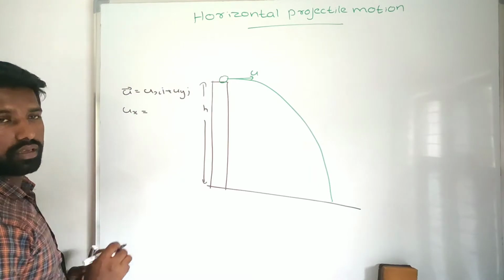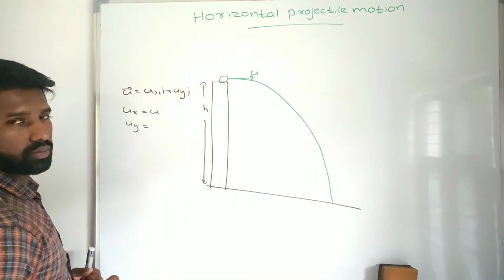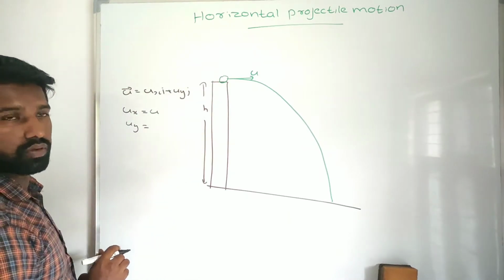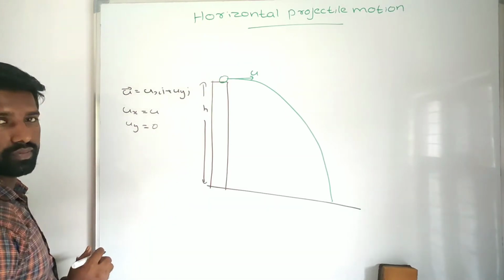ux is the horizontal component, that is equal to u. uy is the vertical component. Here there is no vertical component because the object is projected horizontally. So this is 0. Clear?